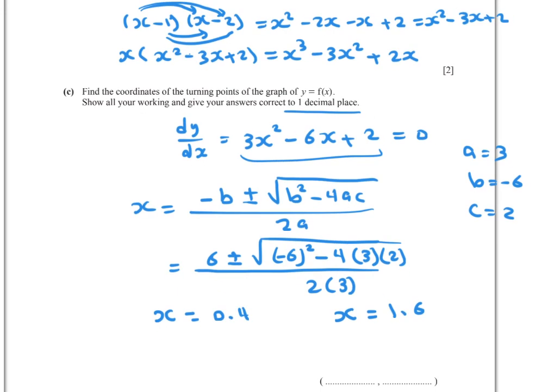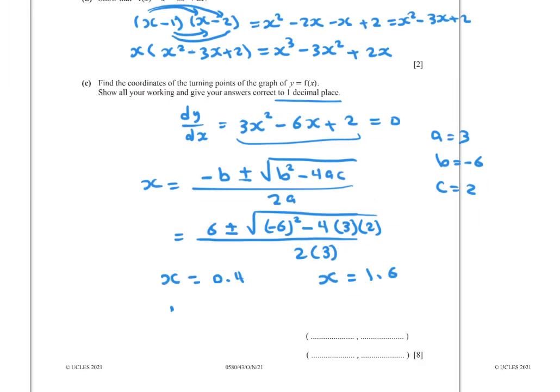Now you can substitute to find the values for y. You have to substitute into the original function, which is x^3 minus 3x^2 plus 2x, using 0.4 and 1.6 to find the corresponding values for y. So if x is 0.4, y equals 0.4^3 minus 3 times 0.4 squared plus 2 times 0.4, which equals 0.4. So the first point is (0.4, 0.4).